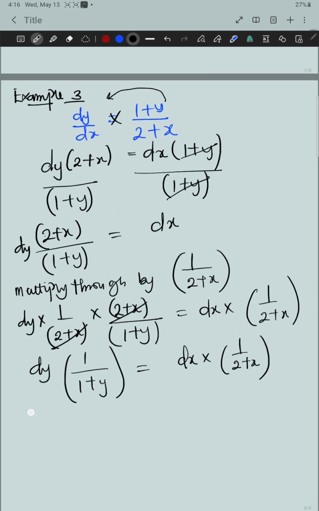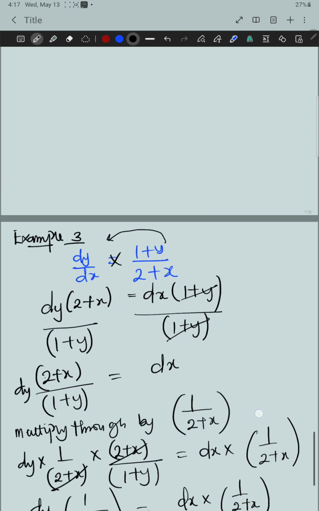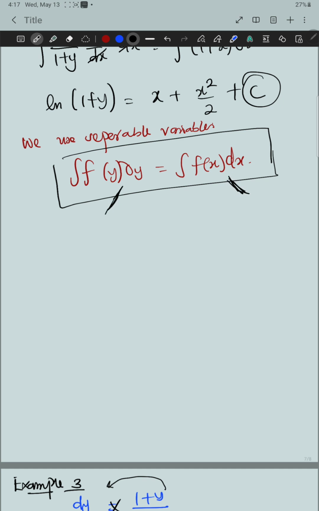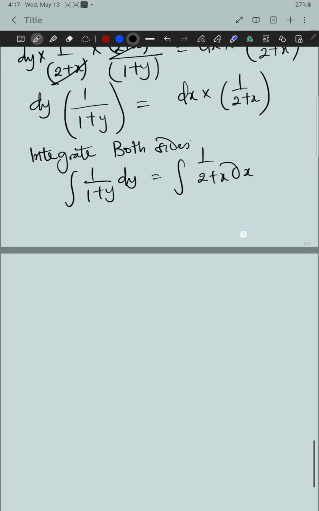So we have to integrate both sides. We have the integral of 1 over 1 plus y dy is equal to the integral of 1 over 2x dx. As you can see, it is now looking like something that you can use separable variables for. You see that? Because you'll be able to separate them. Y is on the left hand side, x is on the right hand side. Making sense now, right? Good. Now, let's integrate both sides and see.